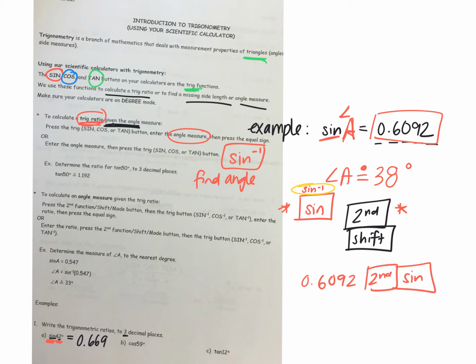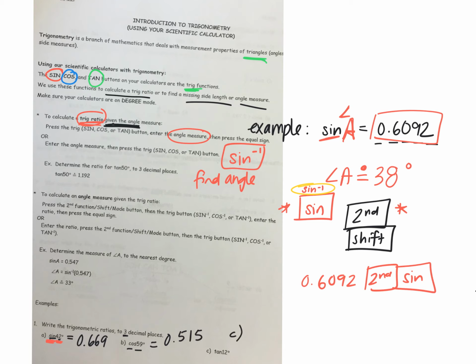So what would you get? What's the ratio if you have cos 59 degrees? What is the ratio? So you're going to type in cos 59. It depends on your calculator. Some calculators might be 59 cos. Play around with it and see the order. So it would be 0.515.